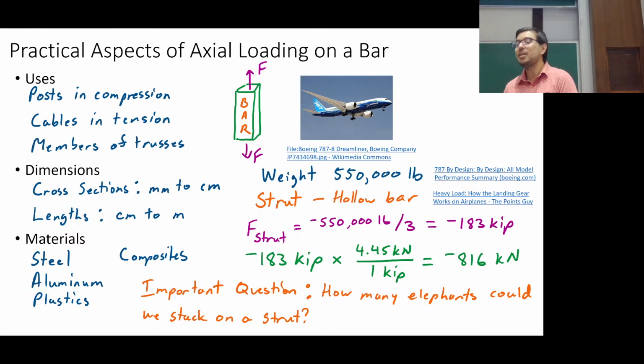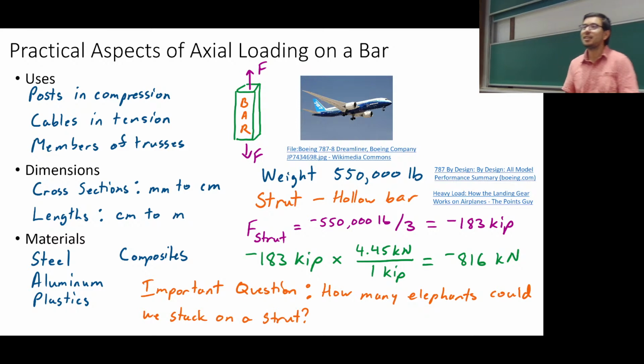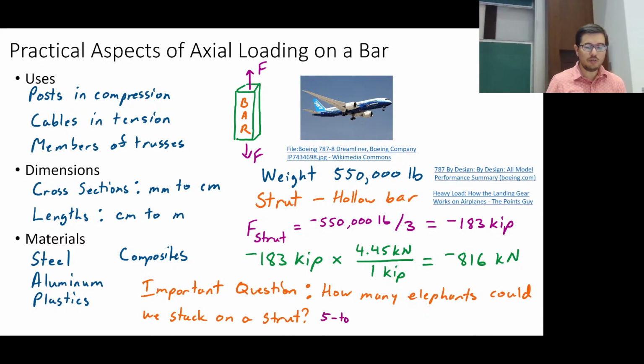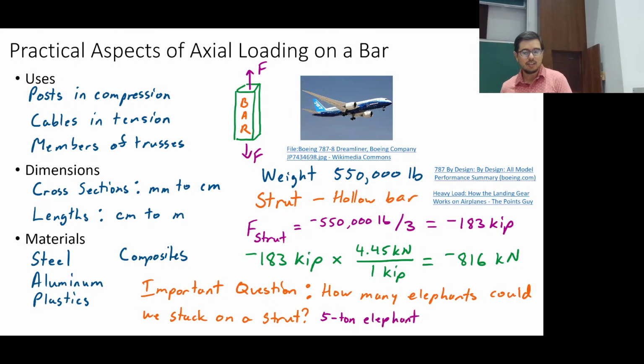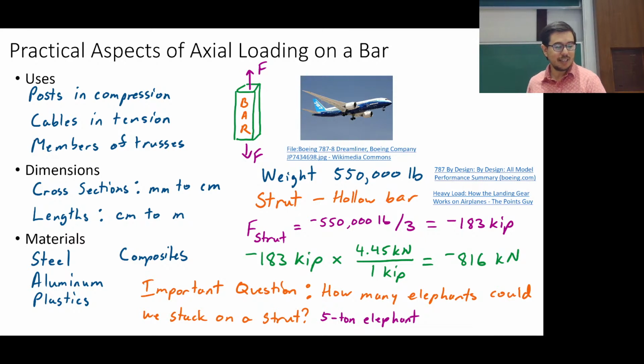That's not a bad estimate. That's the right order of magnitude, okay? For now, I'm going to say 10,000, so 5 tons. So a 5-ton elephant, we're talking about 18 elephants on one of those struts.